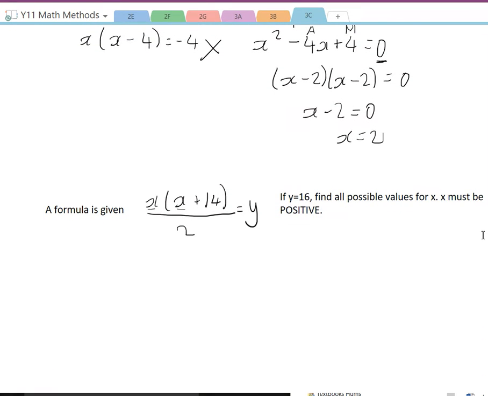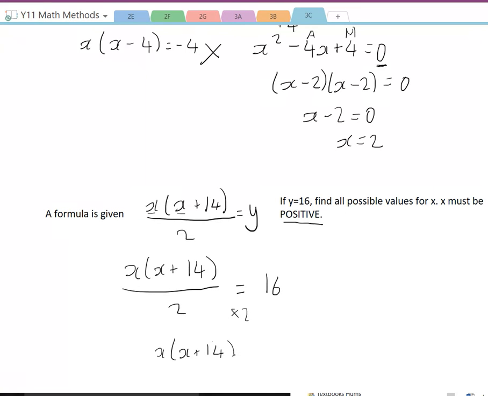Okay, so let's look at another word question. A formula is given: x outside of x plus 14, divided by 2, is equal to y. If y is equal to 16, find all possible values for x. x must be positive. So that's just something to note for the end of the equation. So first off, if given an equation, you'd substitute in. So you've got x outside of x plus 14 all over 2 is equal to 16. Okay, so you want to get rid of fractions. We don't like fractions, so you'd multiply by 2. So you've got x outside of x plus 14 is equal to 32.